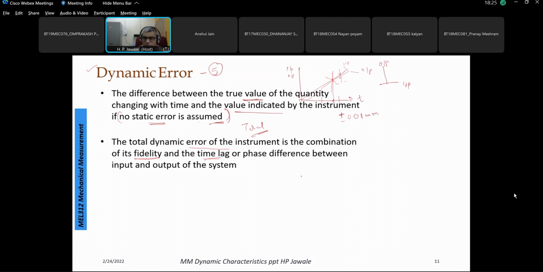Or the phase difference, if the input is of the form of a sinusoidal waveform, say this is the standard input given, the output represented by the system will be something else. It will take some time to represent. If I show this with the dotted line, it means that at this particular instance of time, the input is this, but the output displayed is this one. Whereas for the same input value, the output corresponds here at some different time, that is with the delay, right? So it is a combination of the fidelity and the time lag, or the phase difference between the input and the output of the system.